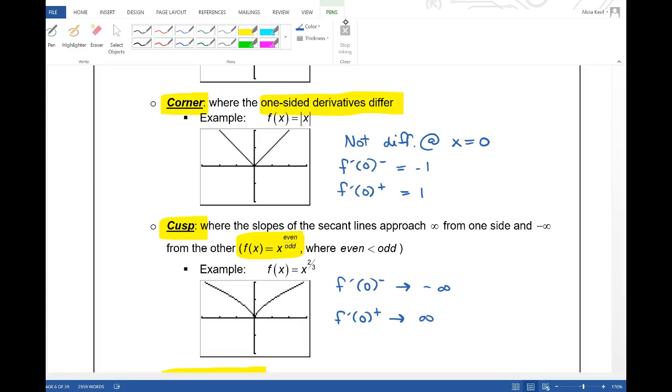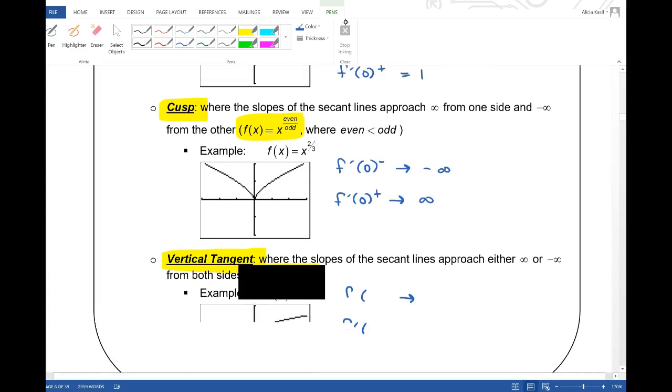I can give you an example then. Would it be a corner if one side curves down and the other side is just a line? Yes.